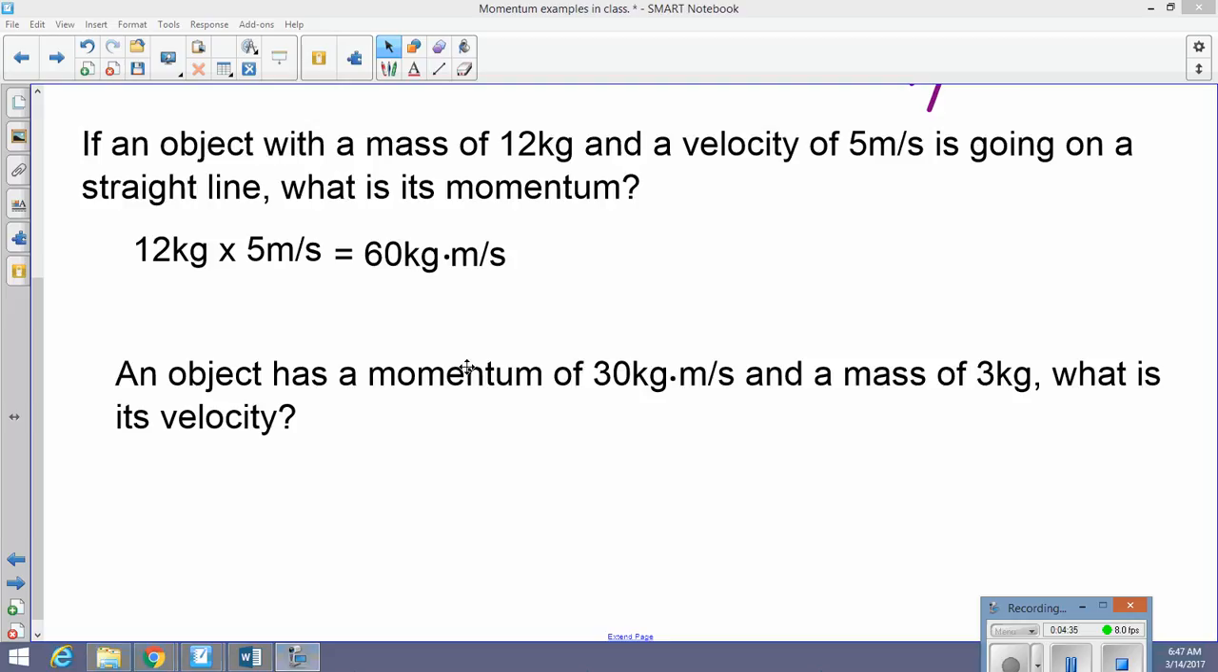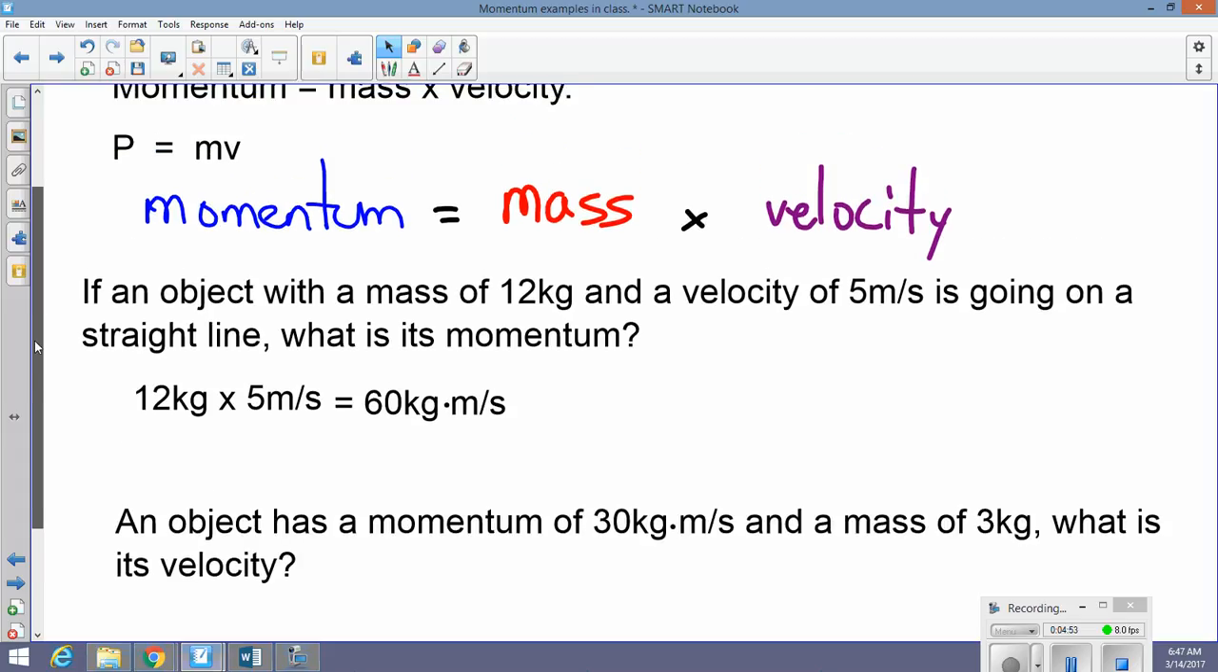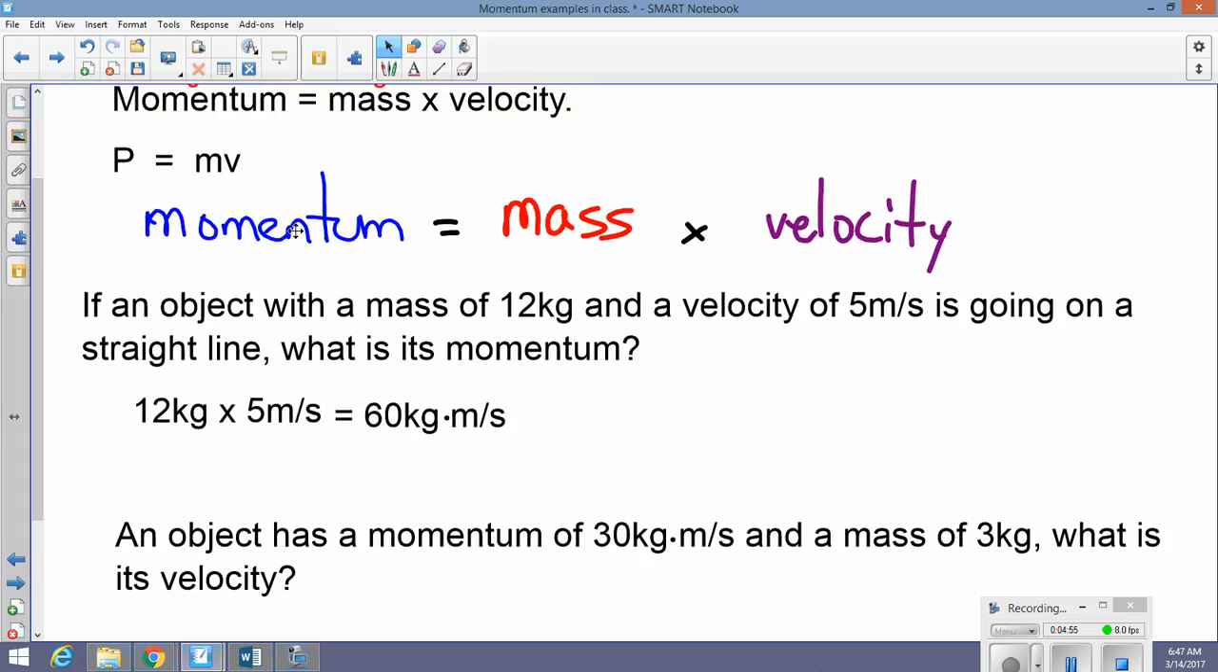Let's look at this other sample. An object has a momentum of 30 kilograms meters per second and a mass of 3 kilograms. What is its velocity? Okay, so I have momentum, I have mass. I am looking for velocity. So let's look at the equation over here. Momentum equals mass times velocity. I don't have velocity, so I will bring the mass down.